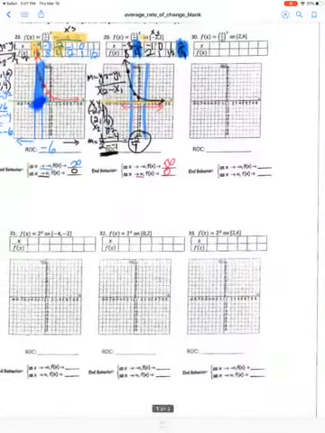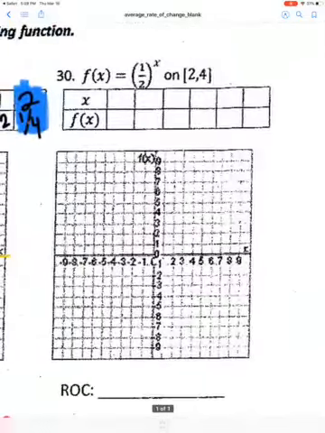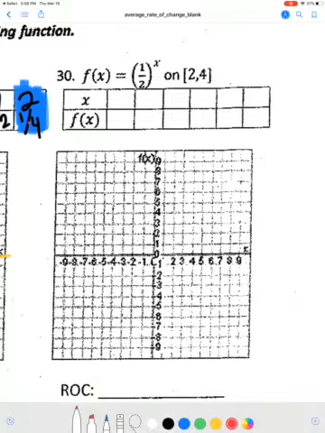We have this same exact graph, but we're going to have a different interval we're looking at. So 1/2 to the x. Now I want to get to the interval from 2 to 4.